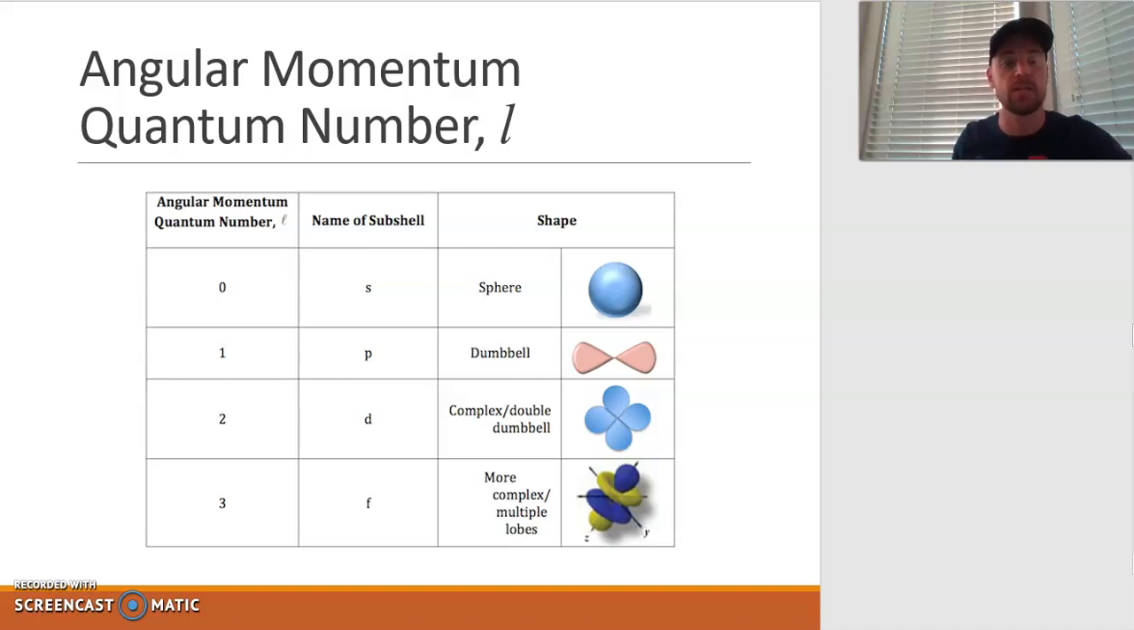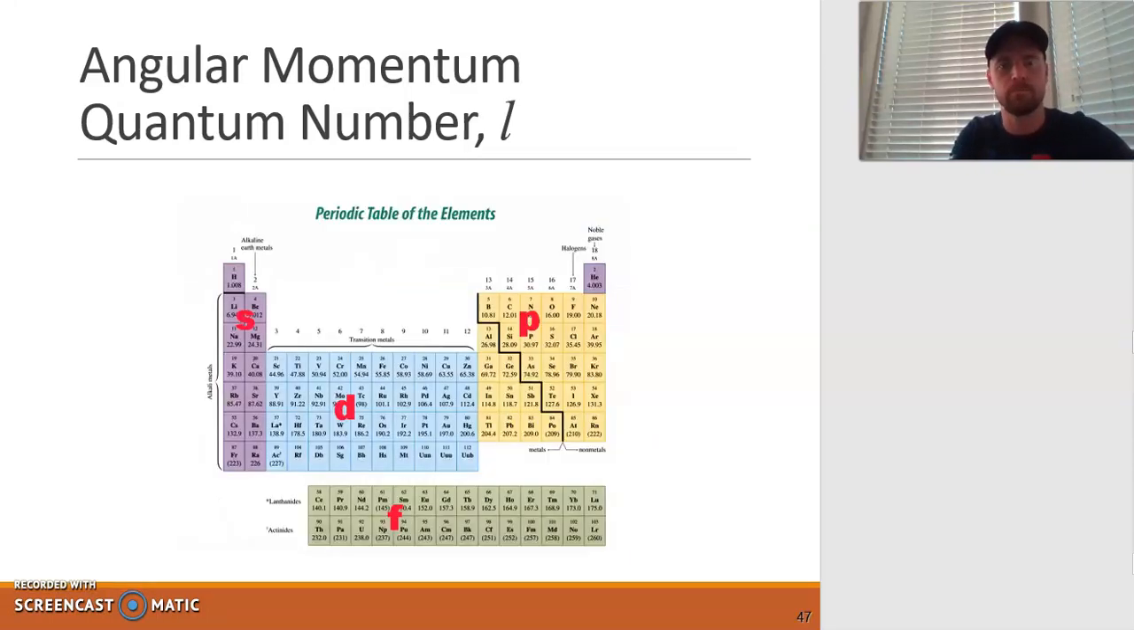If it corresponded to one, this would be the P subshell, or the dumbbell shape. If the value of L was two, this would correspond to the D subshell, which would be that clover shape. And finally, if the value of L was 3, this would correspond to the F subshell, which was that funky shape. How can you tell what shape there will be based on looking at the periodic table?